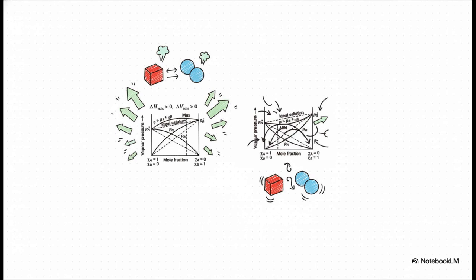Then on the right, you've got negative deviation. This is the opposite. The mixed molecules are super attracted to each other. They're holding on for dear life, which makes it harder for them to escape. And what does that do? It lowers the total vapor pressure.